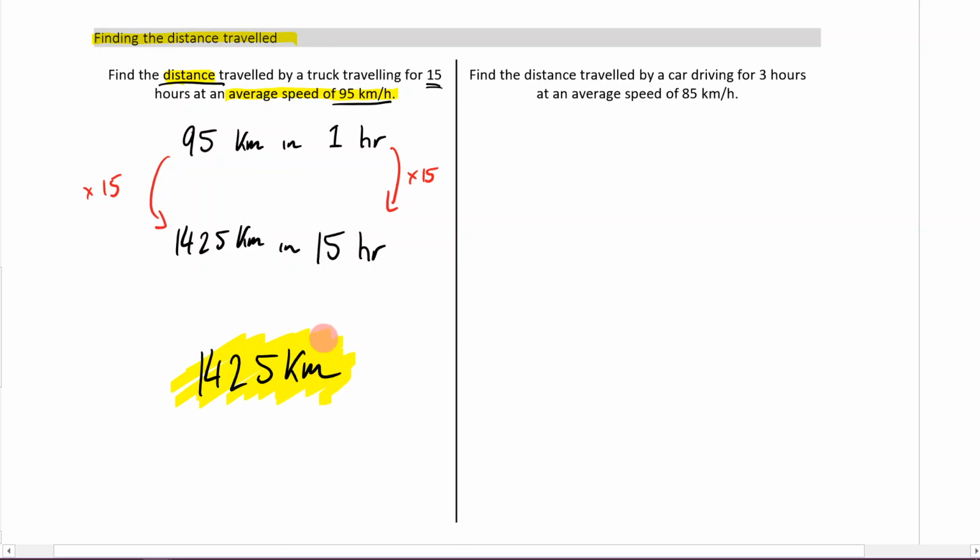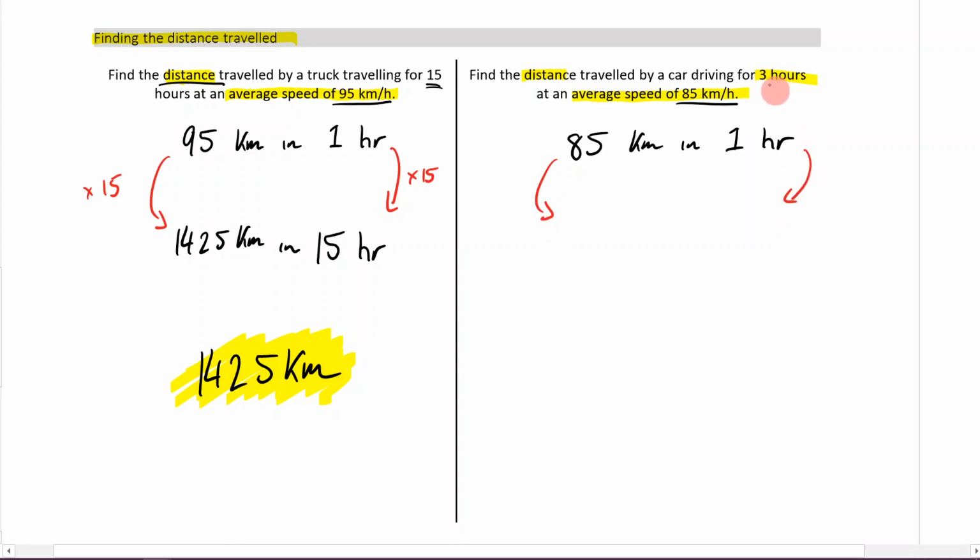Let's now go through the next one. Here we have find the distance traveled by a car driving for 3 hours at an average speed of 85 kilometers an hour. So remember, the first thing you're going to do is you're going to write down this as a sentence. So this means it's 85 kilometers in 1 hour.